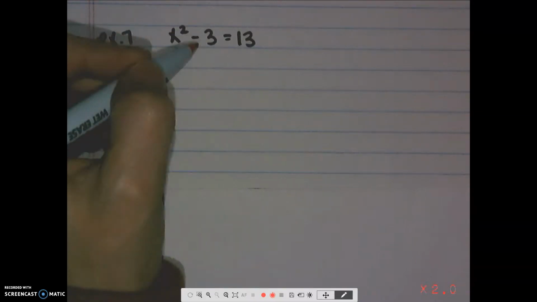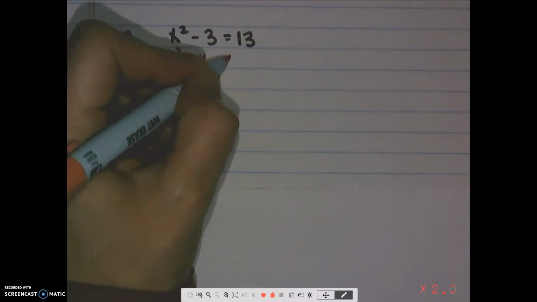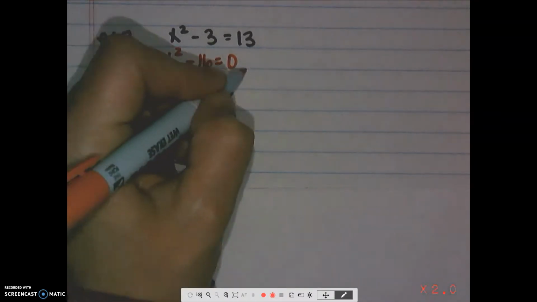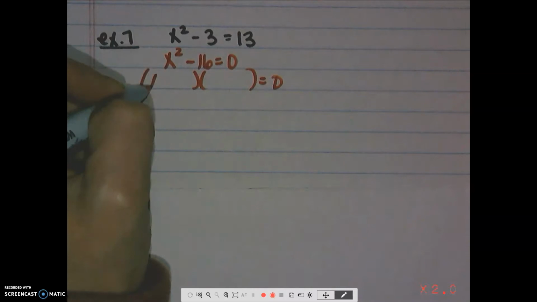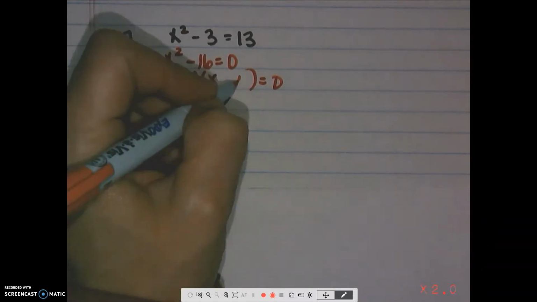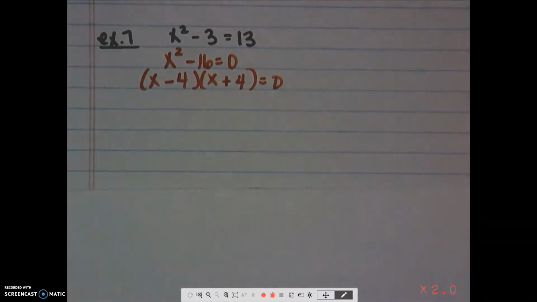All right, so we're going to move the 13 over. Now the 13 is like terms with this -3. So when we subtract 13, we would get x squared minus 16 equals 0. So we know that that's a difference of squares. So we're going to have x and x. To get 16, we're going to use 4 and 4. And we need one positive and one negative so that those middle terms cancel out.